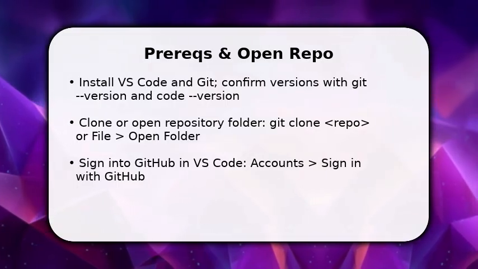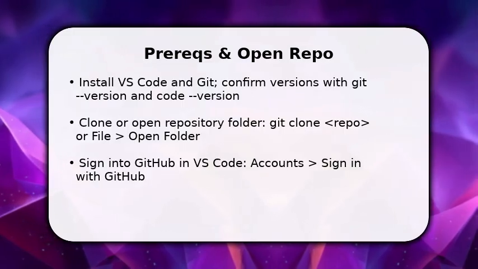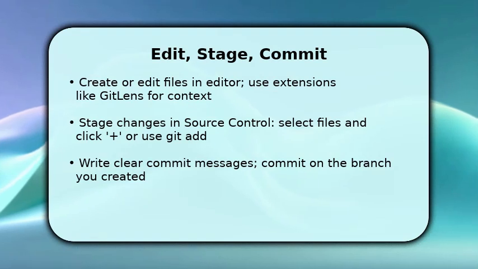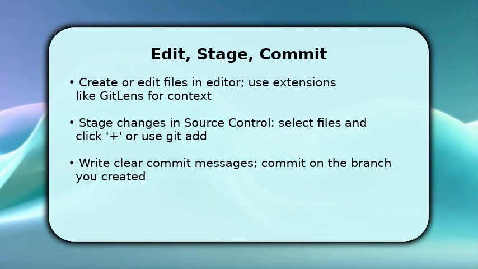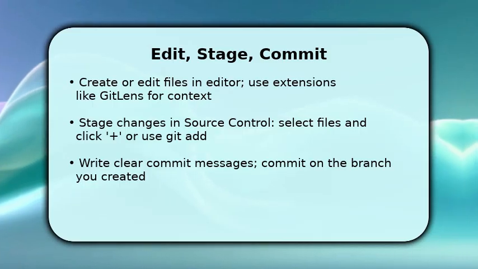Now open the repo folder in the editor, check the source control panel, and create a new branch before changing any files so your work stays isolated. You will make edits and manage history now. Start editing files in the editor, using extensions such as GitLens for blame and history insights.